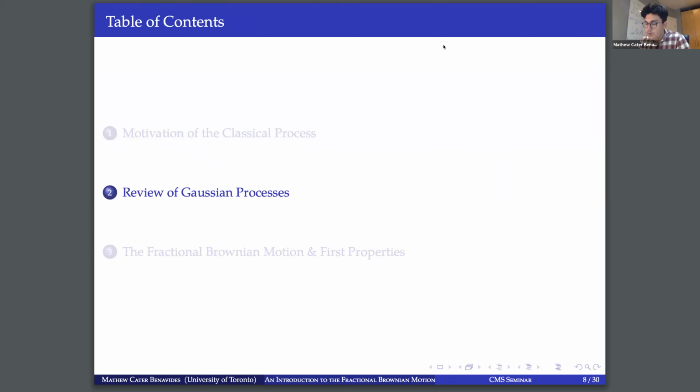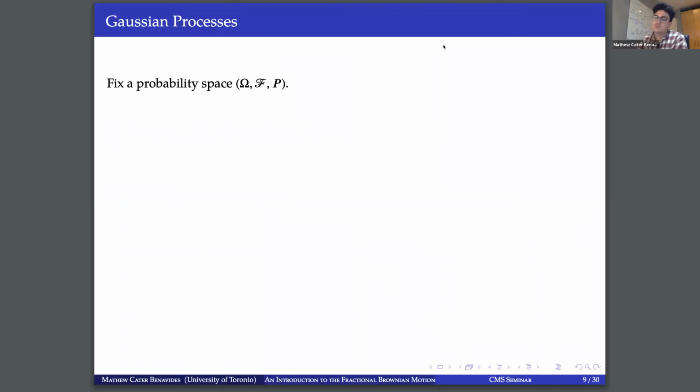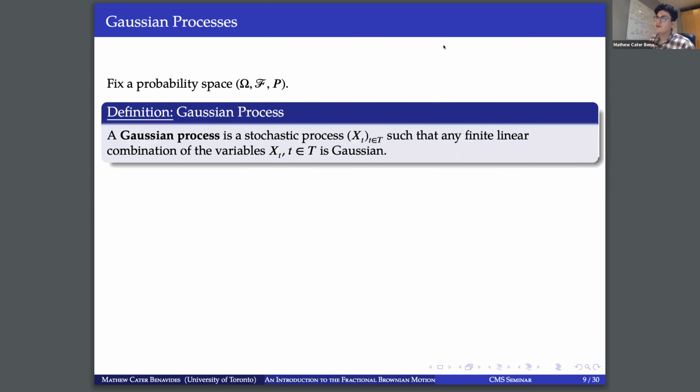With that out of the way, I want to review some technicalities regarding Gaussian processes. First of which, we're just going to fix a probability space and make absolutely no assumptions about it just yet. And from there, we're going to give our first definition of which we're going to deem a Gaussian process. So a Gaussian process is quite simple. It's a stochastic process, i.e. a collection of random variables that's going to be indexed by this capital T set, of which we can think of as positive time. And soon we're going to take it to be positive time.